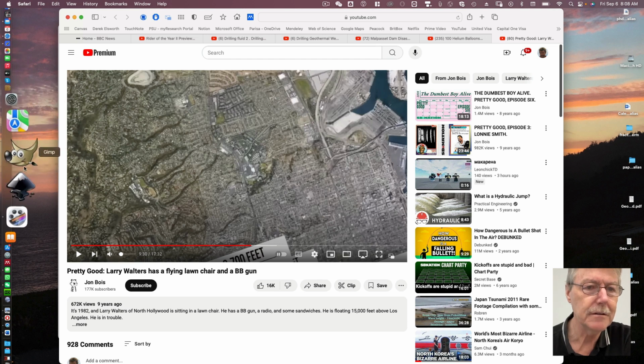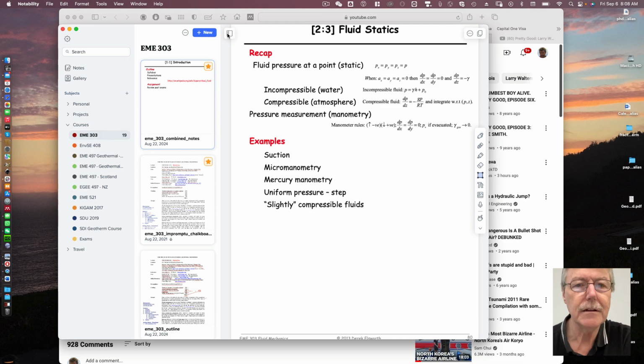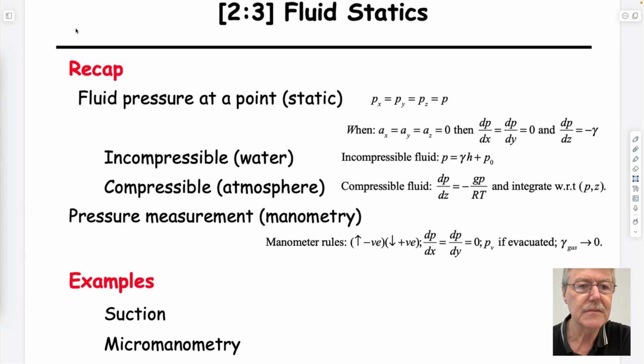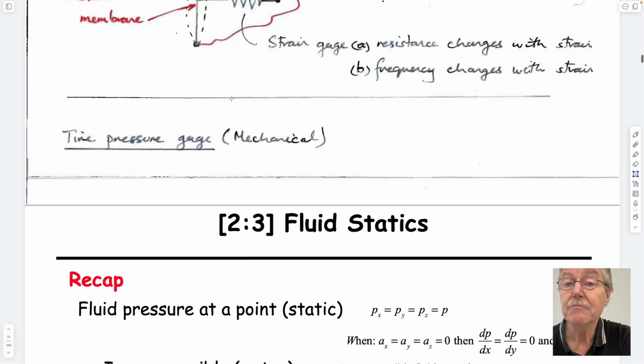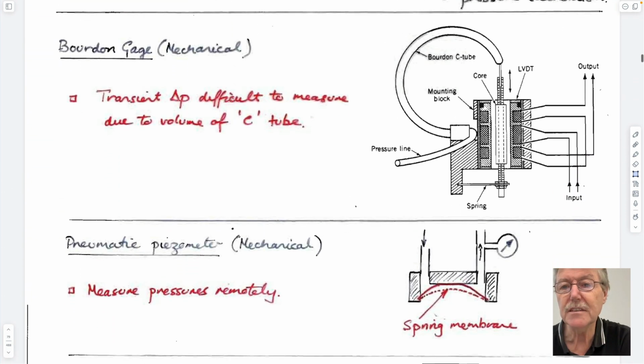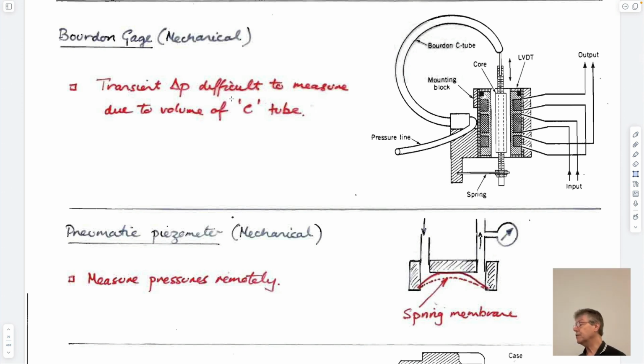Where's Notability? All right. Maybe ease into it. Well, we talked about pressures last time. The one thing we didn't talk about is how you measure pressure. Barometer obviously is one way to do that. Measures very subtle changes in atmospheric pressure.